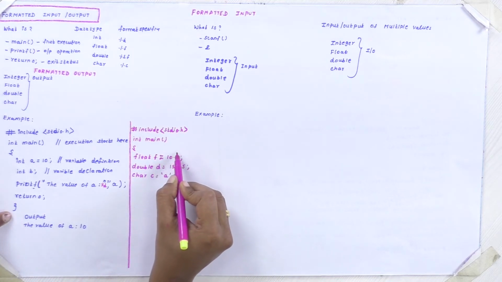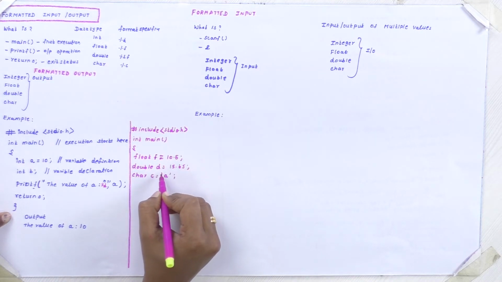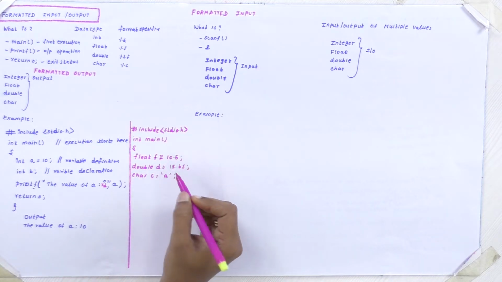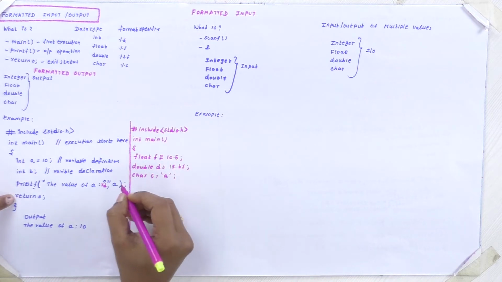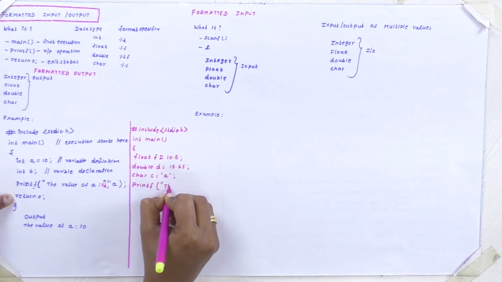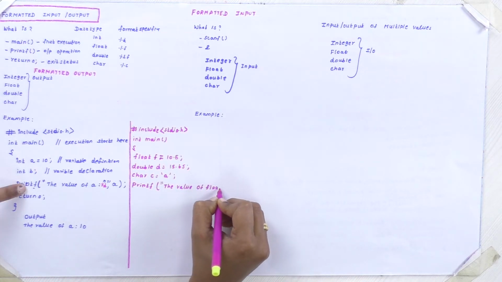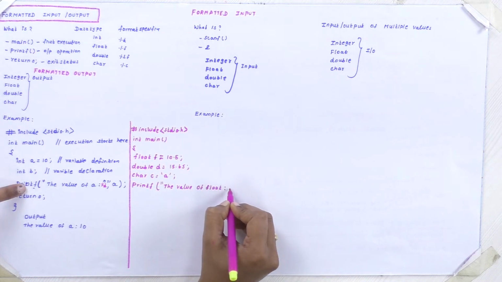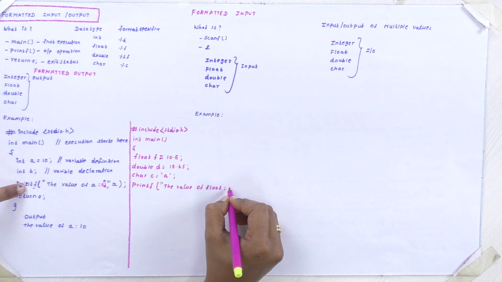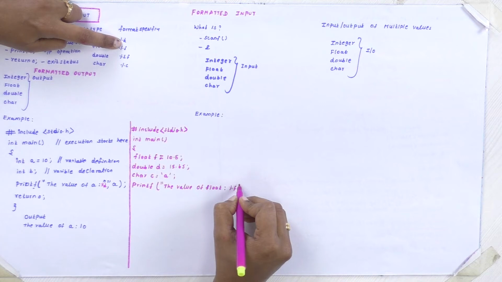So for decimal values just give them as they are. For a character you should enclose it in single quotes. Next I am going to use the printf function for displaying these values. Printf, the value of float. I will print. So here I have to display the float value as 10.5. So in that case I have to mention the format specifier for float. Format specifier for float is %f. So close the double quotes.